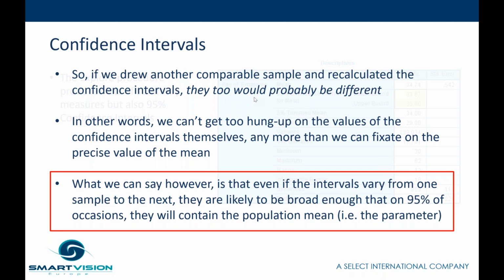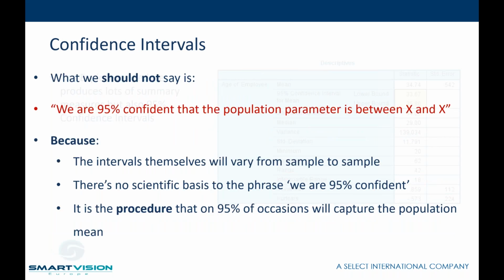What we can say, however, is that even if the intervals vary from one sample to the next, they are likely to be broad enough that on 95% of occasions, they will contain the population mean, i.e. the parameter. What we should not say is that we are 95% confident that the population parameter is between X and X. That is the incorrect way to report that. And that's because, of course, the intervals themselves will vary from sample to sample. So we can't focus on X and X.